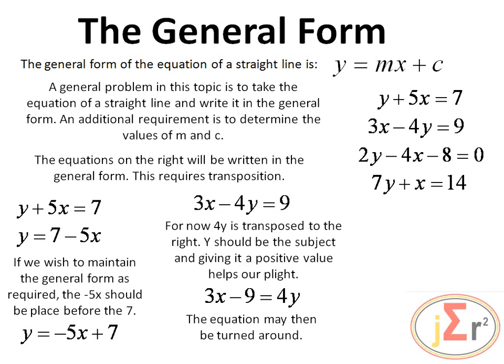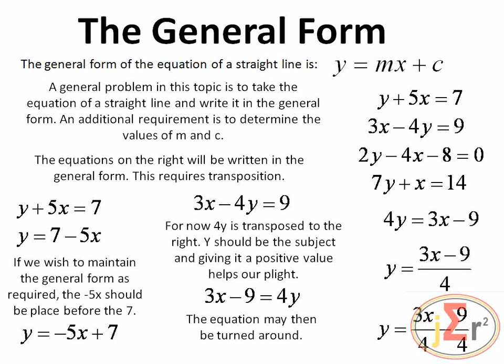So let us turn the equation around. If we have here 3x minus 9 is equal to 4y, then 4y must be equal to 3x minus 9, and that is what we have there. So our further transposition is like this. Say we have 4y here, 4 multiplied by y, we divide by 4 on the other side. However, if we take a look at it, it is not going to be in the same form.